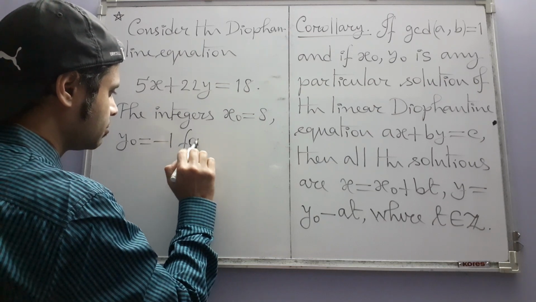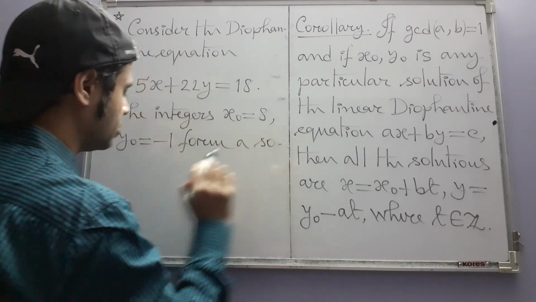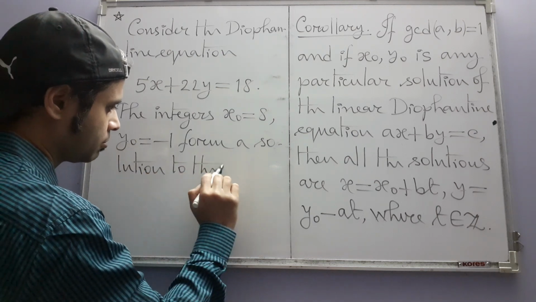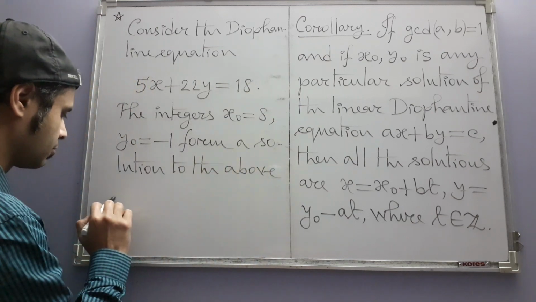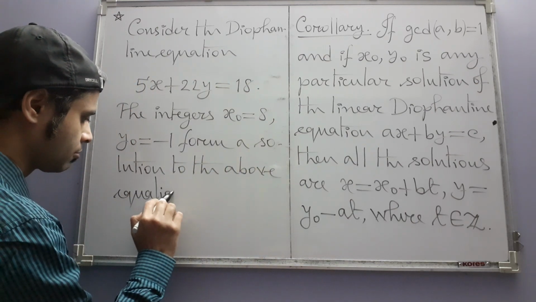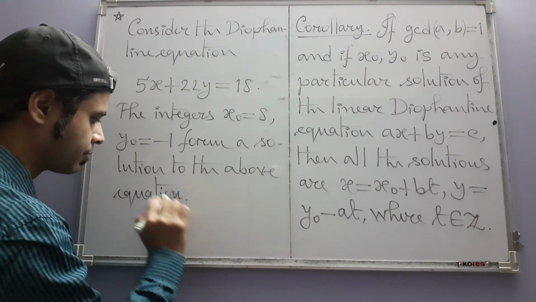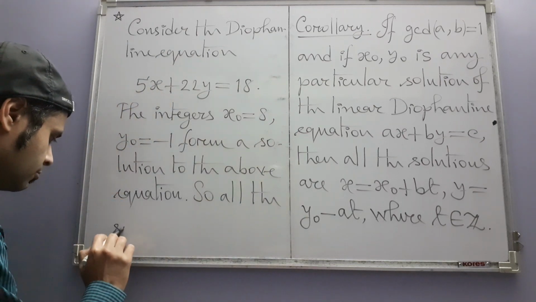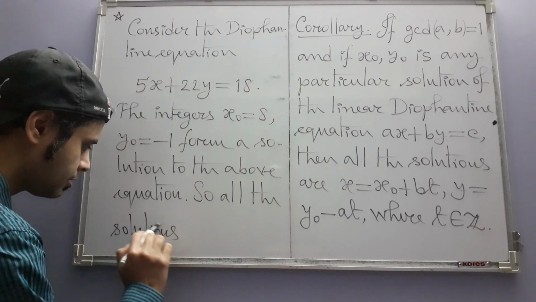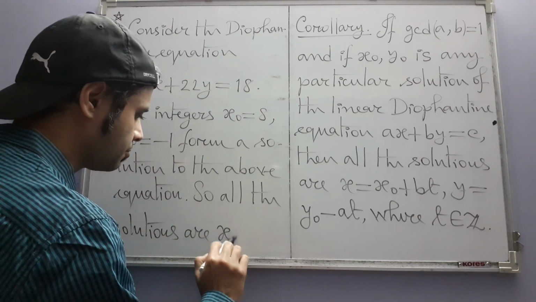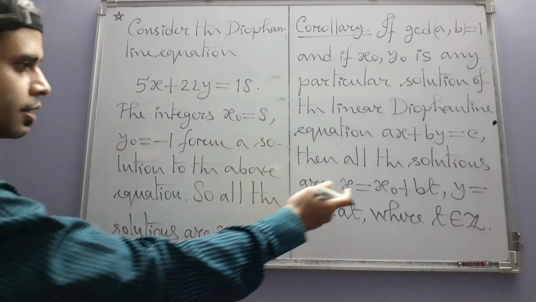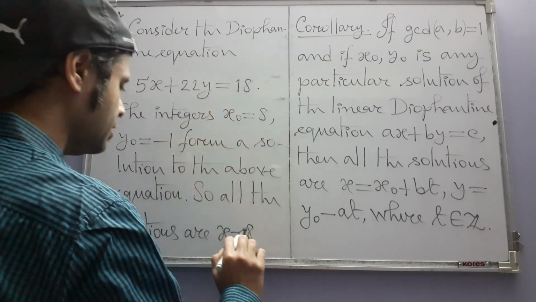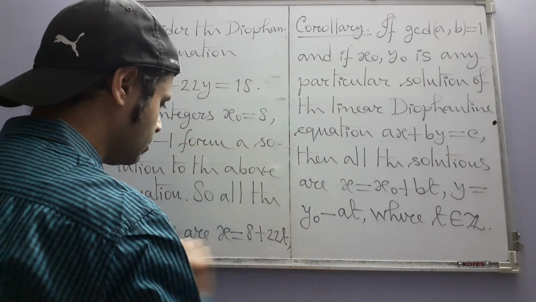Integers form a solution to the above equation. So all the solutions are, we just use these expressions, x equals x naught plus bt. That means 8 plus bt. Here b is 22, so 8 plus 22t.